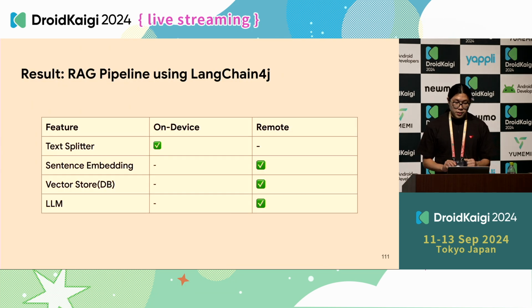This table shows the result of implementing a RAG app using LangChain4j. Everything is done by calling the API to obtain results, except for the text splitter.